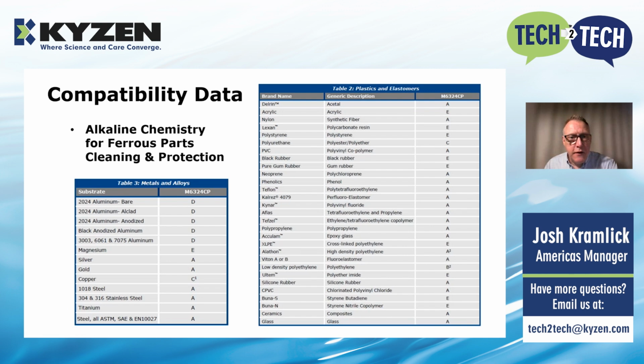Your chemical supplier should be able to provide some existing compatibility data to help you make these decisions. For example, here we have one of our alkaline chemistries that's targeted for ferrous parts cleaning and protection, and you can see that we have a lot of data on metals as well as plastics and rubbers as well.